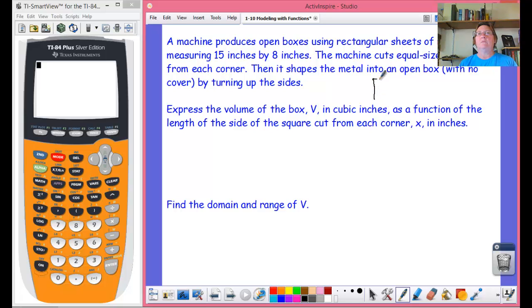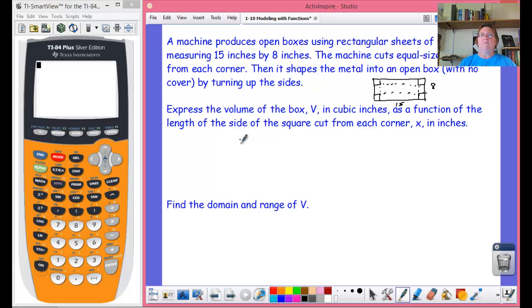So 15 by 8. This side is 8 long, this side is 15 long. And this business about squares at the corner. Equal size squares cut from each corner. Okay, so that's a square, that's a square, that's a square, that's a square. And if you think about it, they're going to fold up the edges, so that's a fold line, and so is that, etc.